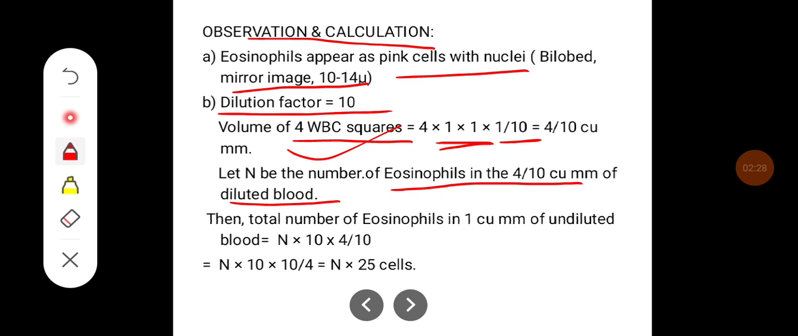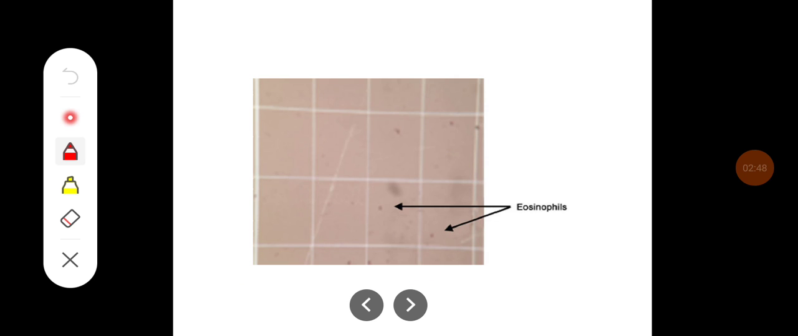So then the total number of eosinophils in 1 cubic mm of undiluted blood will be N into 10 by 4 into 10, that is equal to N into 10 into 10 by 4. That is equal to N into 25 cells. Okay. So this is how in low power the eosinophils are going to appear as pink dots.